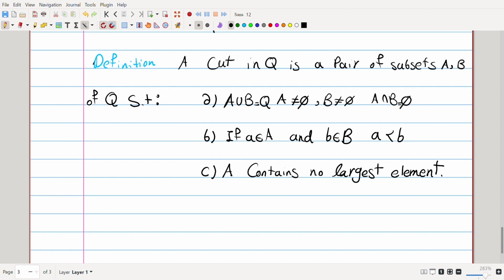The next one is, if you take a member from A and a member from B, then the member from A is definitely smaller than the member from B. And the third property says that A contains no largest element. And this is the definition that Dedekind gave us to define what a real number is, and that is really simple. He simply defined that a real number is a cut in Q.